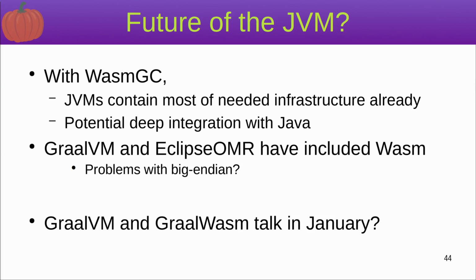One interesting thing is that right now WasmGC has a garbage collector and type system and stuff like that, and all of this infrastructure is already in the JVM. So it's very easy for them to extend the JVM to support WebAssembly. Then you can get a deep integration between WebAssembly and Java code, because they can hold references to objects from different languages. In fact, GraalVM and Eclipse OMR have included WebAssembly in those VMs. So this might be a direction that happens. GraalVM might have a talk in January where they talk about GraalWasm and other things.